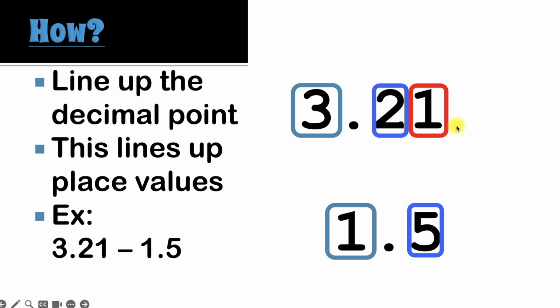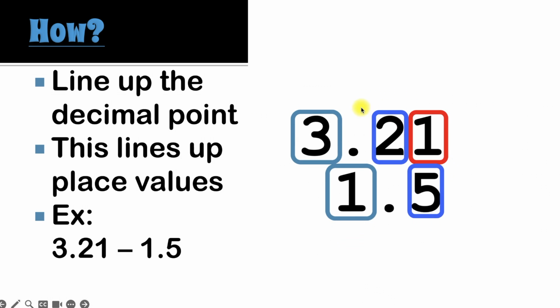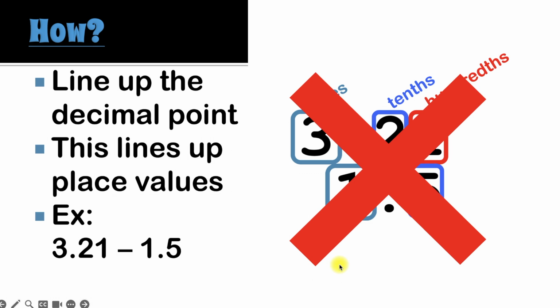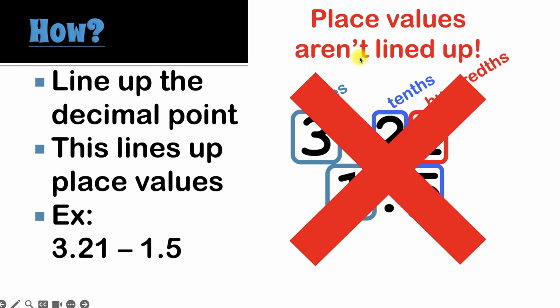If we try to just put one number on top of the other, keep in mind that this is our ones place, this is our tenths place, and this is the hundredths place. But the hundredths place in our top number is getting subtracted from the tenths place in our second number, and the tenths place in this top number is just over the decimal point, and the ones places aren't even lined up. This is just a total mess, and it's completely wrong. Why is that? Well, the place values aren't lined up.